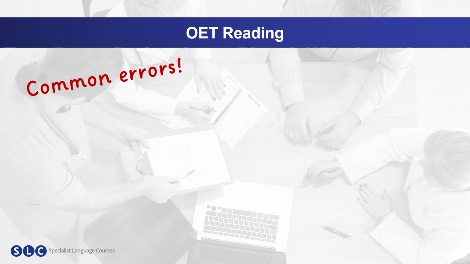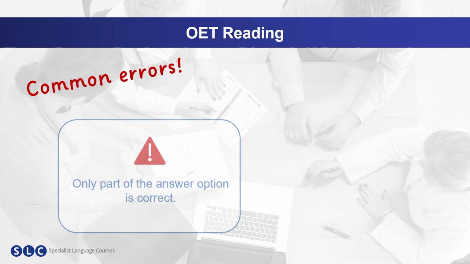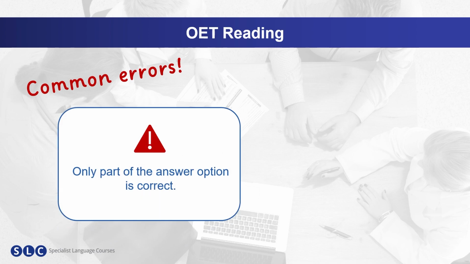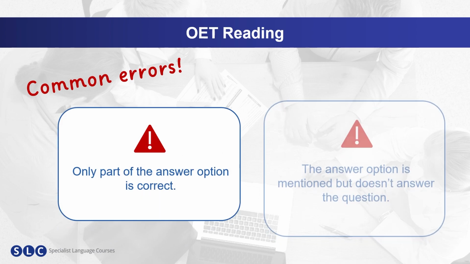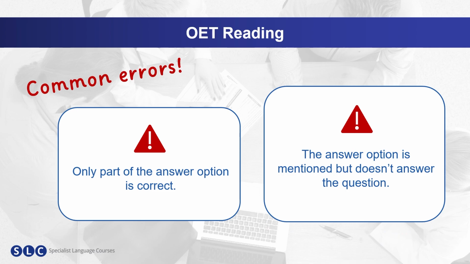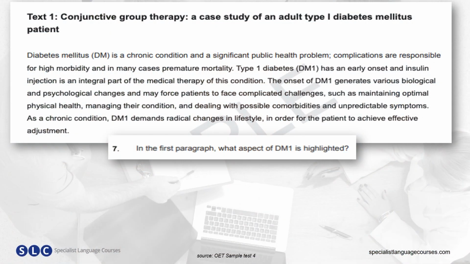2 of the most common errors are that only one part of the answer option is correct, and the other common error is that the answer option is mentioned but doesn't answer the question. Let's take a look at an example. Here we have a text about group therapy in a case study of a patient with diabetes. First, we need to read and understand the question. What aspect of DM1 is highlighted, meaning which point is being emphasized?